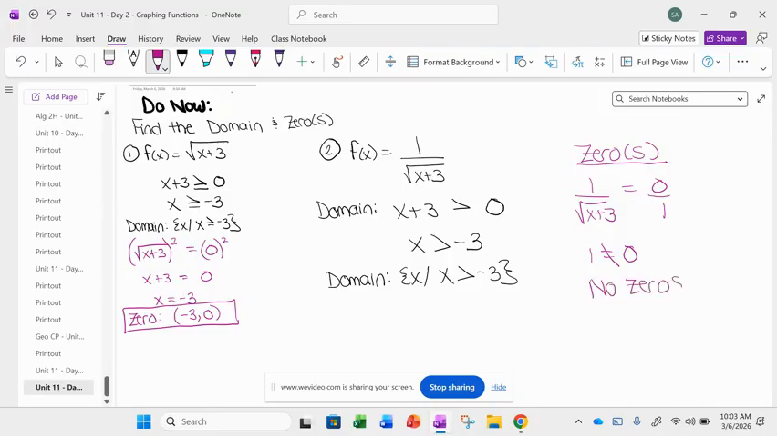What does that mean if there are no zeros? Ayana? It doesn't cross the x-axis. That's exactly what it means. This does not cross the x-axis.